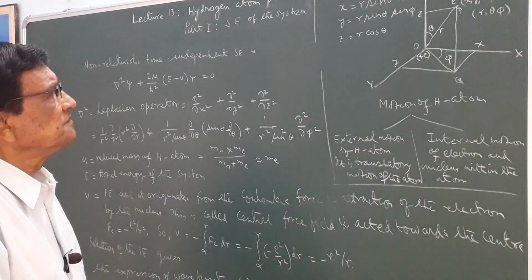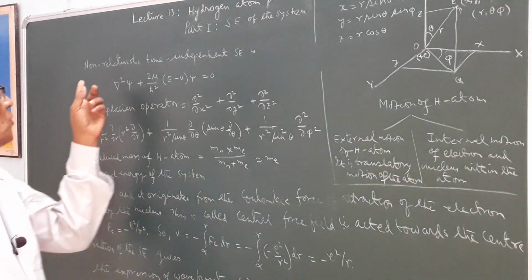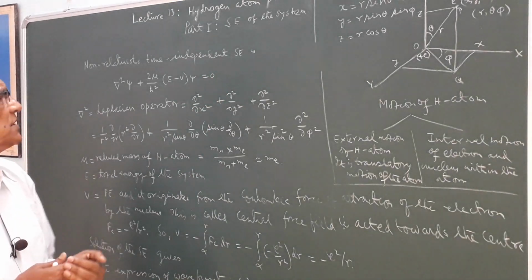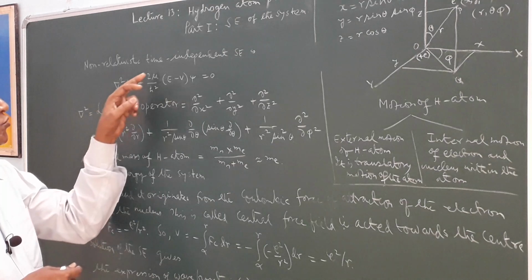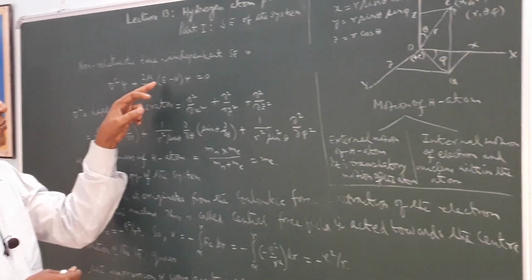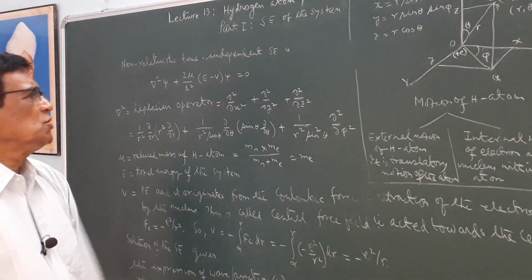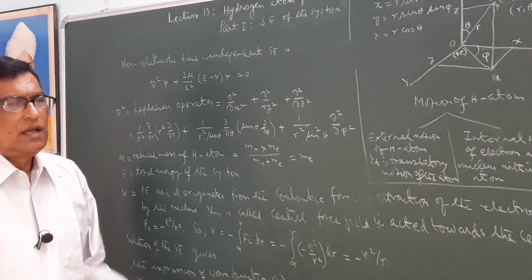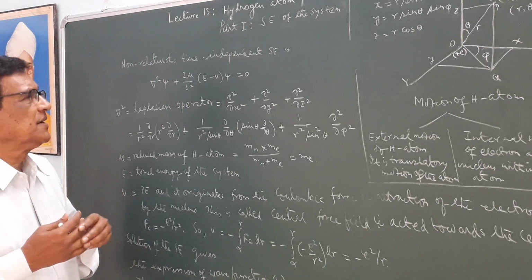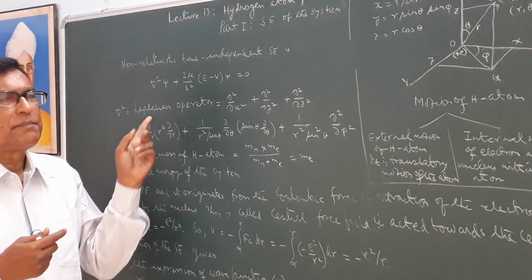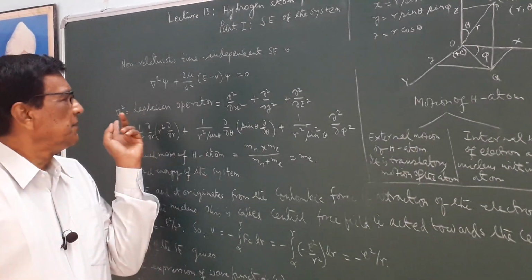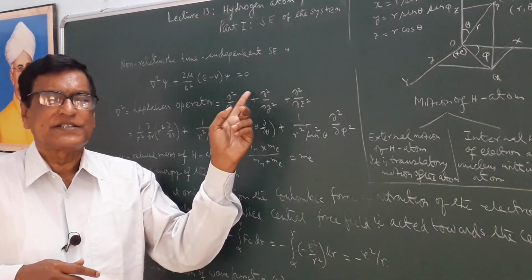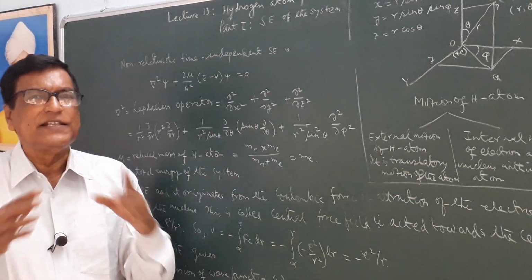So whenever we describe the non-relativistic time-independent Schrödinger equation, this equation is del square psi plus 2 mu by h cross square into (E minus V) psi equal to 0. This h cross is the reduced Planck's constant, and del square is the Laplacian operator. And this Laplacian operator in Cartesian coordinates is expressed as del 2 by del x square plus del 2 by del y square plus del 2 by del z square.